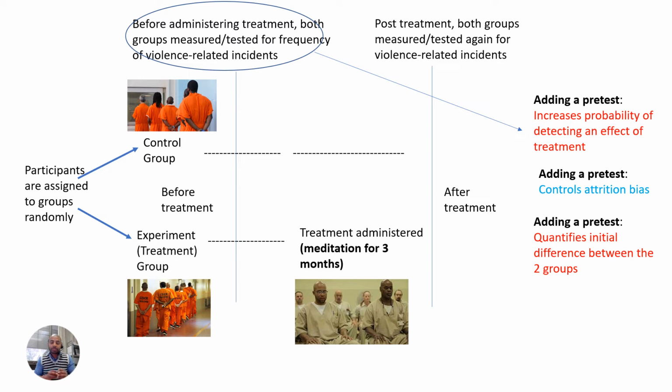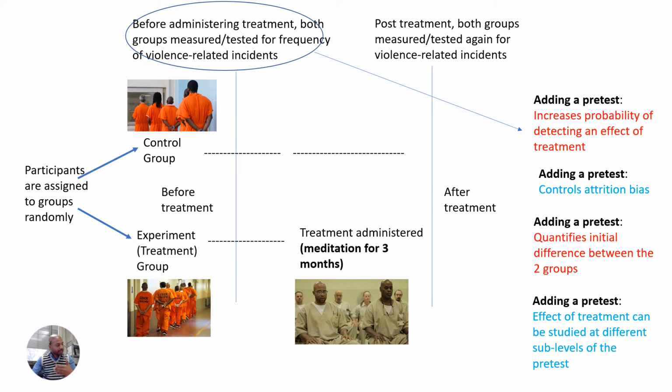Of course, adding a pretest also quantifies the initial difference between the two groups. So when you collect baseline data, it is quantifying, giving you a number, giving you something to compare with. So it is not something that is your perception or your belief, because in research we have to back our findings with some evidence. So getting that baseline data gives you that quantification, that number, that evidence that you require to compare with the post-treatment data.